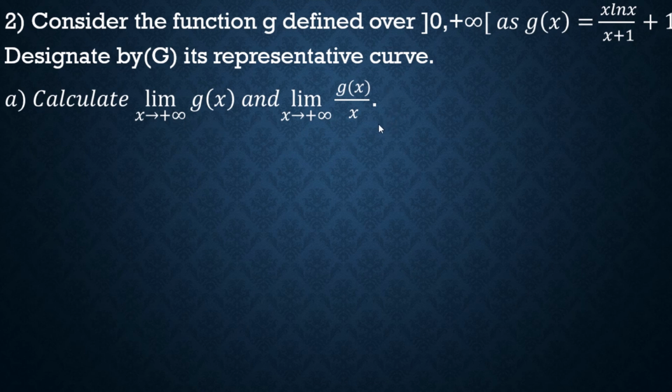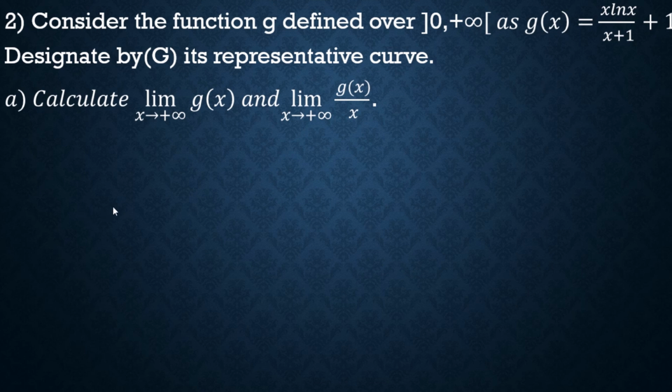Limit g of x over x as x goes to plus infinity. If we divide by x, simplified, 1 over x plus 1 here, x plus 1 goes to plus infinity faster than ln x. 1 over x also goes to 0. Then the limit of g of x over x as x goes to plus infinity equals 0.